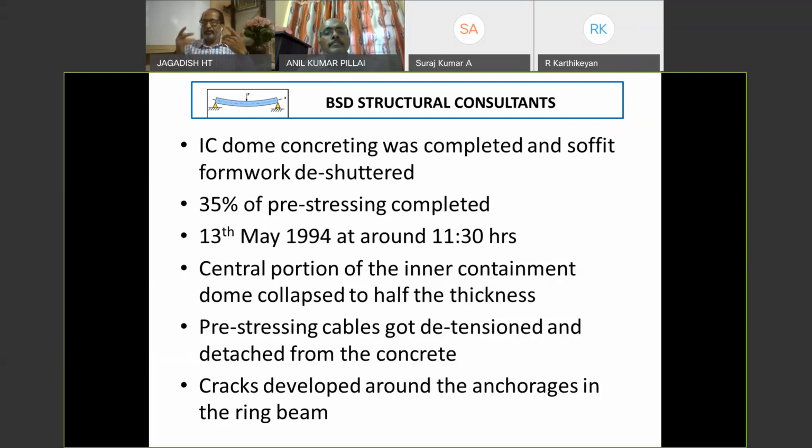Now the dome on its own can stand without pre-stressing. Pre-stressing is required for our inner containment pressure. Nothing to do with the self-weight. The dome can stand with reinforcement on its own due to self-weight.